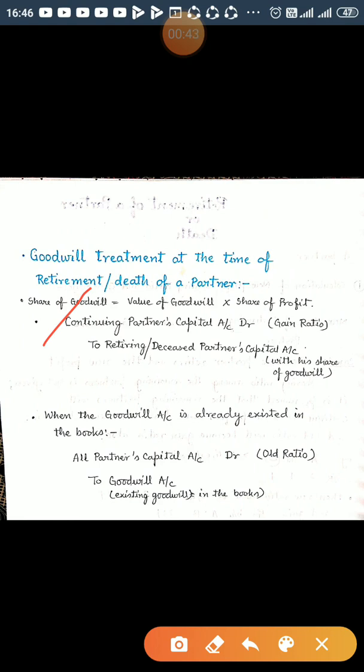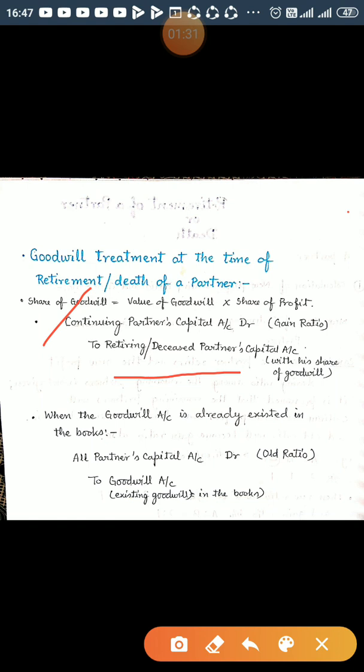So at the time of retirement or death, for the goodwill treatment, the journal entry is continuing partners' capital account debited to retiring or deceased partner's capital account, and continuing partners' capital account will be debited in their gaining ratio. As the common concept, as I told you at the time of reconstitution, the compensation is paid by the gaining partner to the sacrificing partner. So the common concept is gaining partner's capital account debited to sacrificing partner.